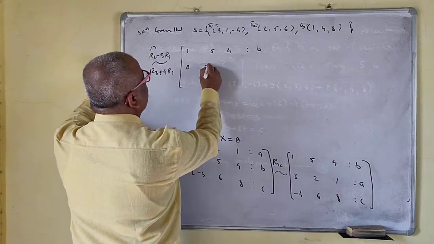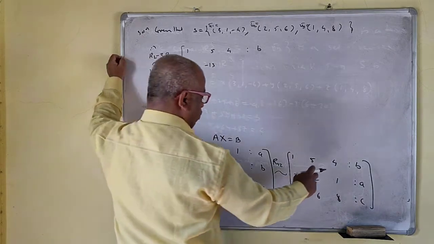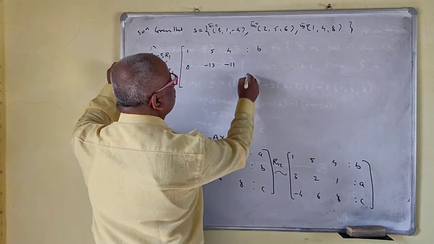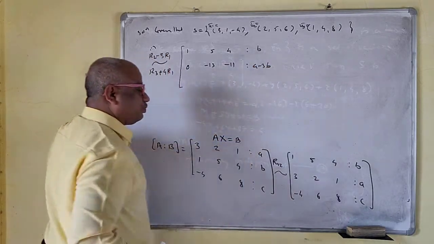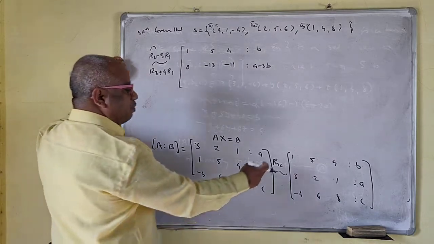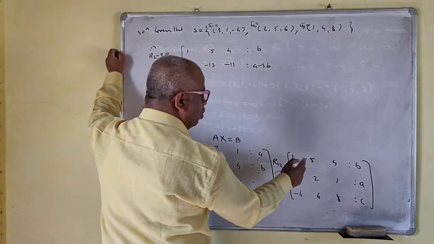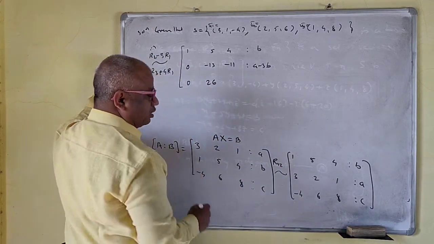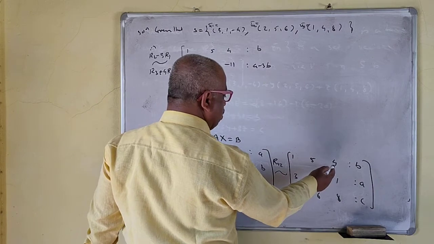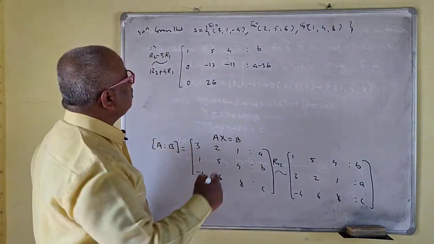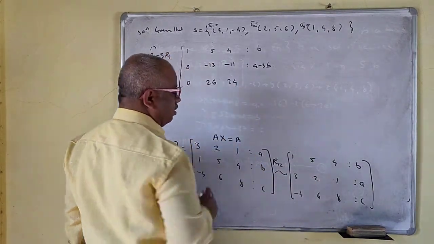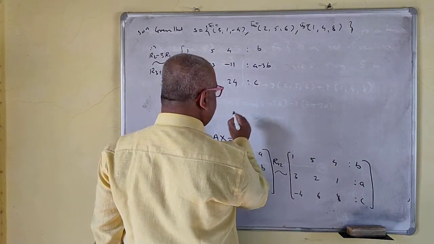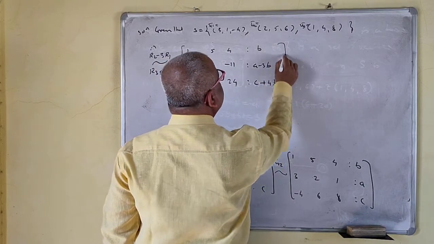Minus 15 plus 2 is minus 13. Minus 12, so this is minus 11. So this is a minus 3b. Then we have to multiply by 4 and add this. So this is 0, and 4 times 5 is 20, plus 6 is 26. Then 16 plus 8 is 24. And this is c plus 4b.